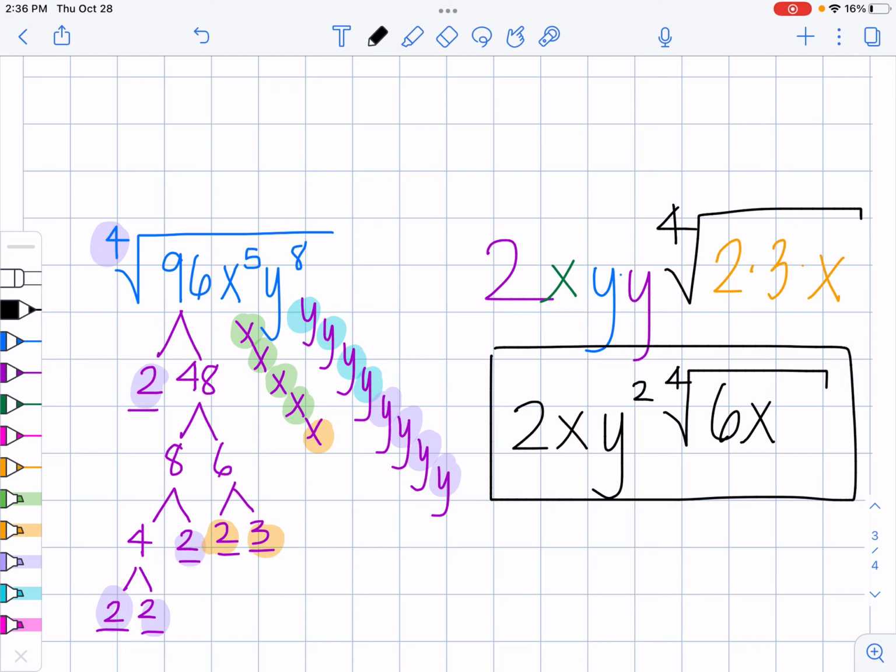Let me know if you have any questions. Remember, just break down each base and you're counting the same number of things as it tells you in the index, which is the number inside the check mark of the square root.